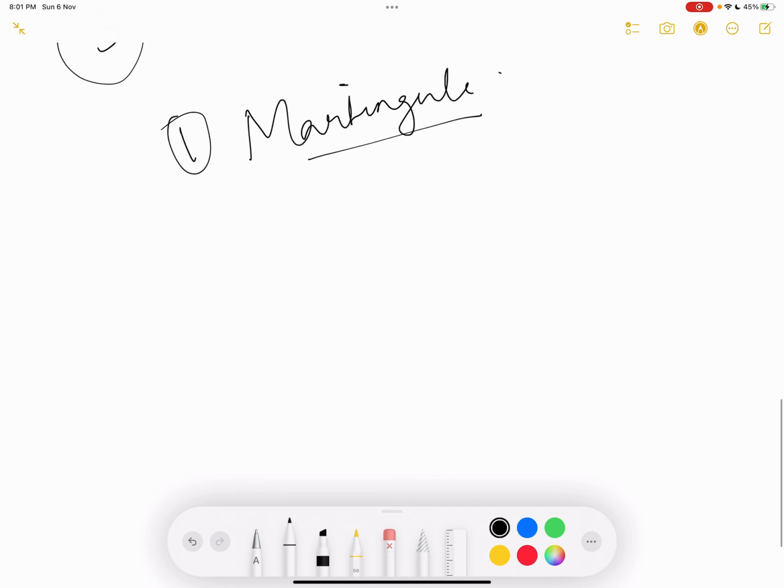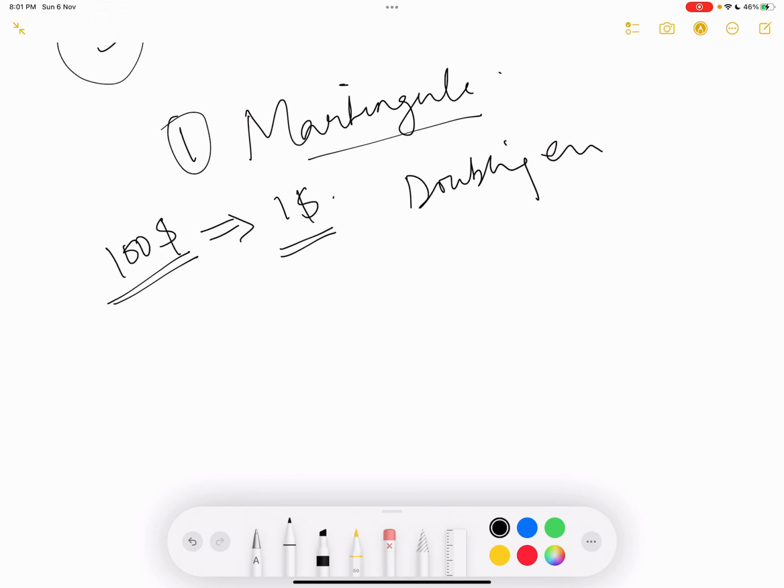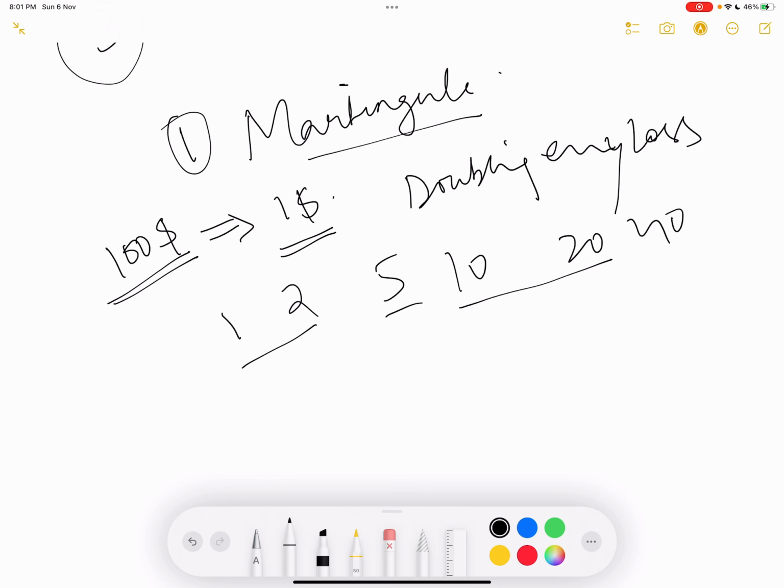Now what you have to do is, for example, you have $100 in your account. You trade with 1%, doubling every loss. Like 1, 2, 5, 10, 20, 40. So 1, 2, 3, 4, 5, 6, and you'll have another $22 to trade in the end. 1, 2, 3, 4, 5, 6, 7.